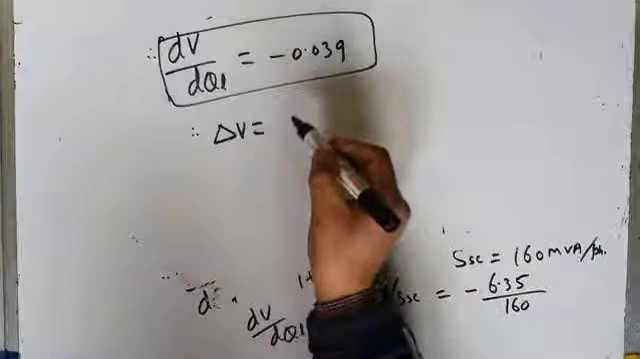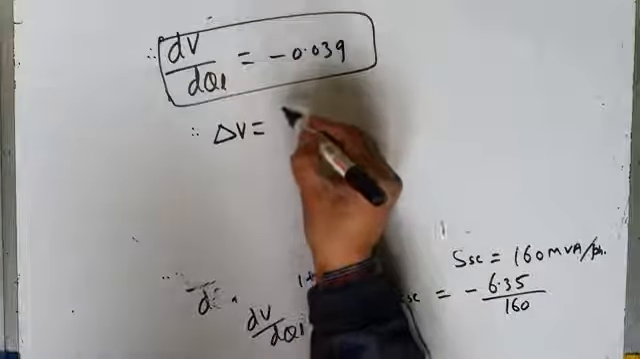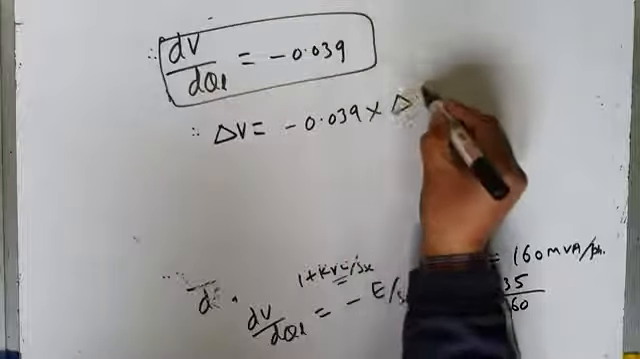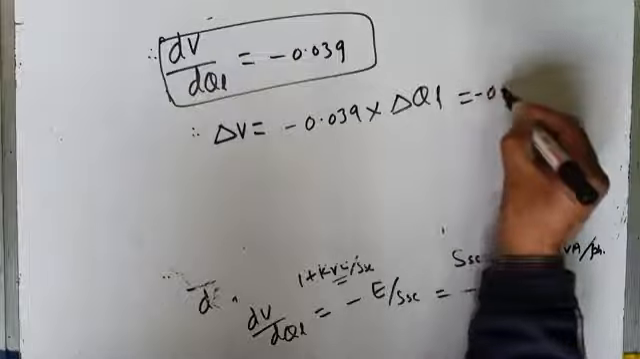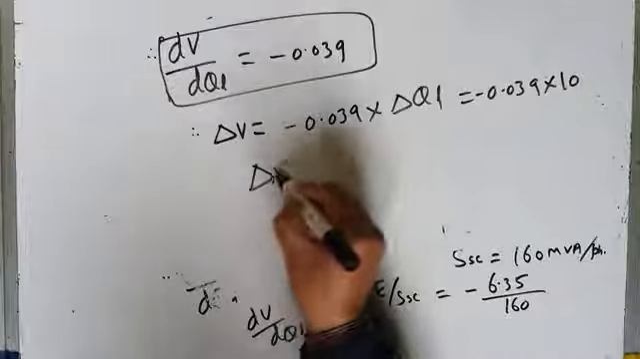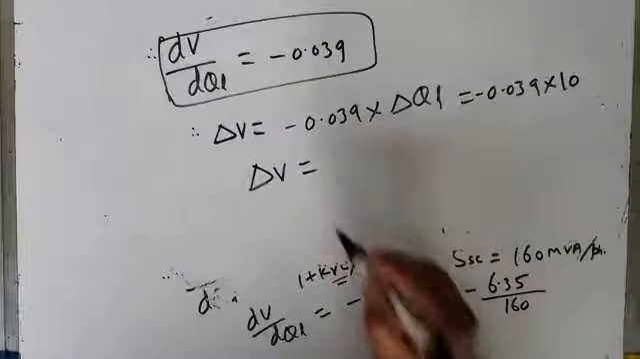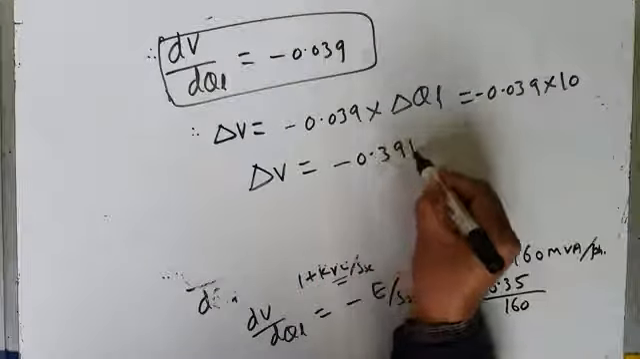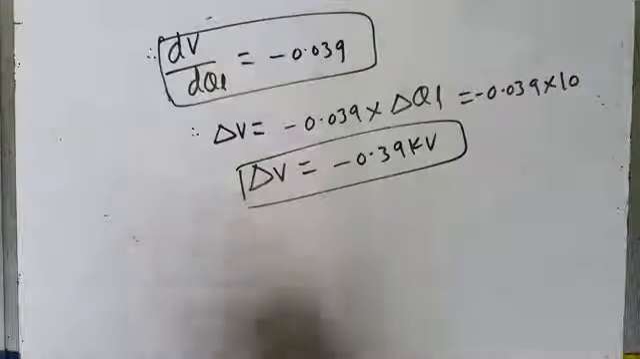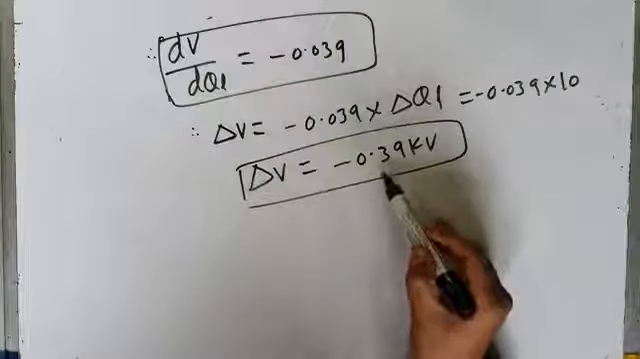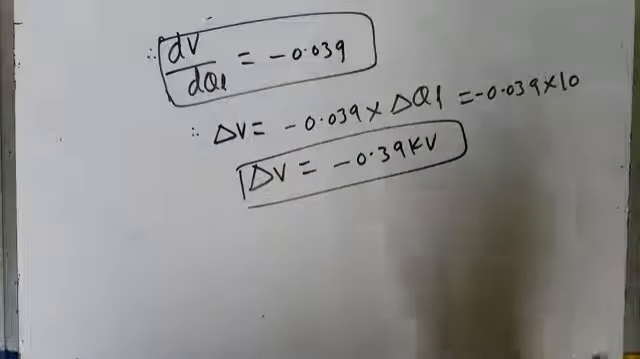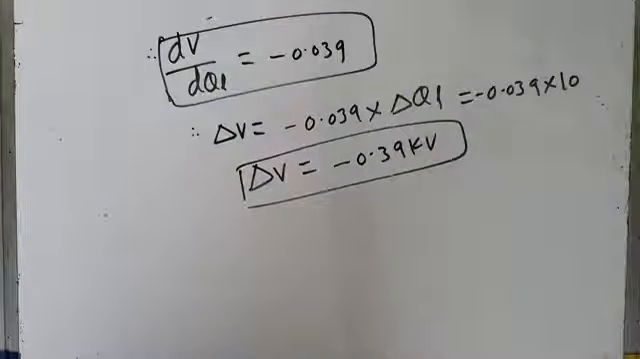So what is the change in voltage? Delta V is equal to minus 0.039 into delta QL, that is minus 0.039, and change in the reactive power is 10 megawatts. So the change in the voltage is minus 0.39 kilovolt. That means when reactive power increases by 10 megawatts, your voltage drops by 0.39 kilovolt without compensator. Let us see what happens with compensator.